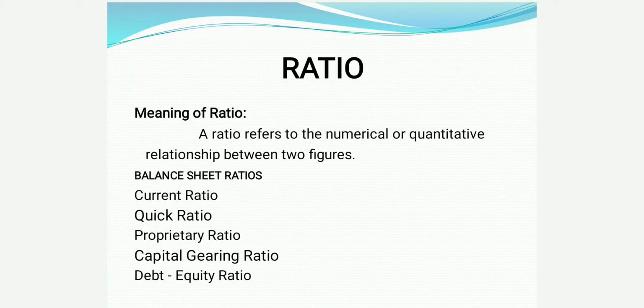I am going to discuss balance sheet ratios. Before discussing balance sheet ratios, what is meant by ratio? A ratio refers to the numerical or quantitative relationship between two figures. What is a balance sheet ratio or financial ratio? Financial ratios include current ratio, quick ratio, proprietary ratio, capital gearing ratio, debt equity ratio, etc.